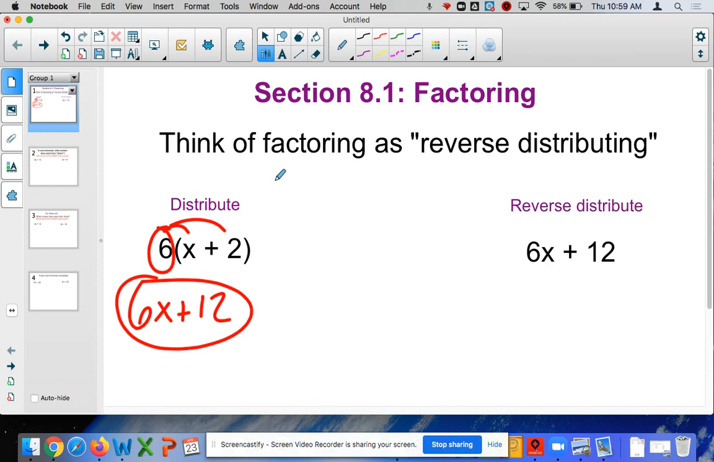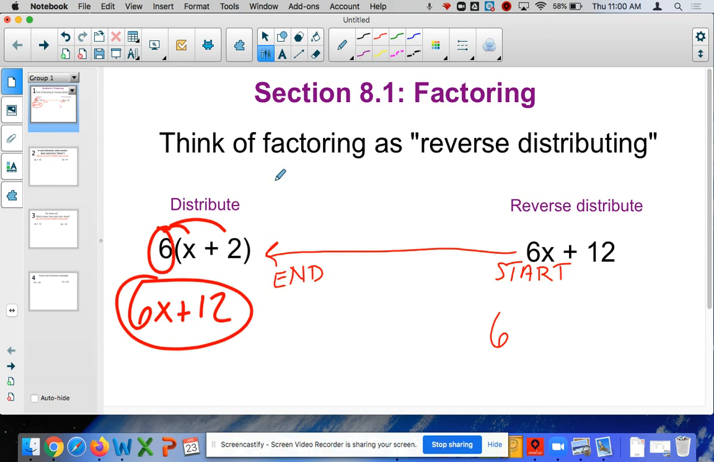This time, we start at the 6x plus 12, and we want to end up back at the 6 times x plus 2. So we start here, and we want to end here. That's like our start, and that's our end point. To get to that end point, we just need to ask ourselves, okay, I've got a 6x plus 12. What number do both of them share? In this example, it's pretty easy to see. We know that both of them share a 6, because that's what we started with.